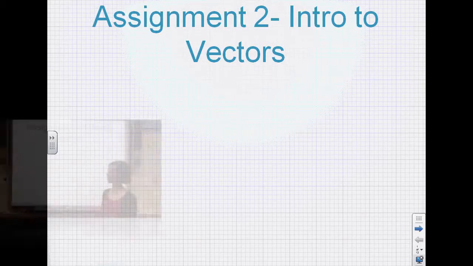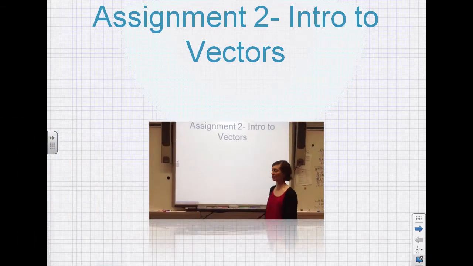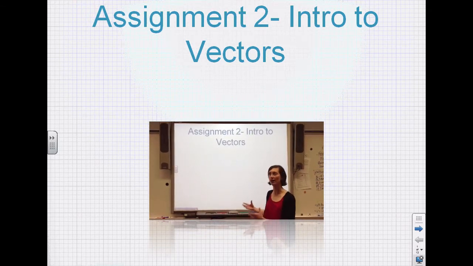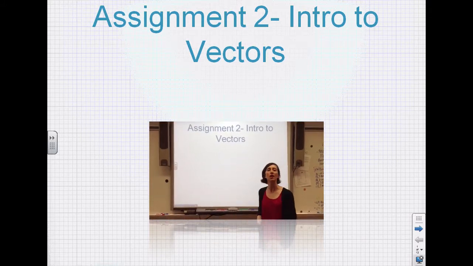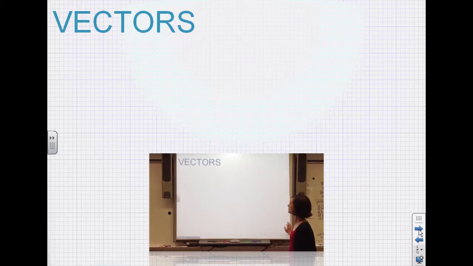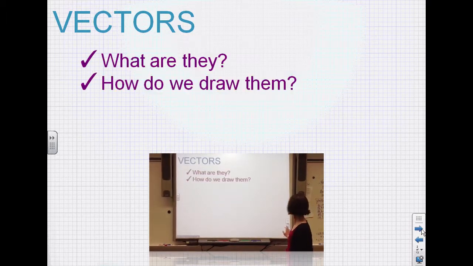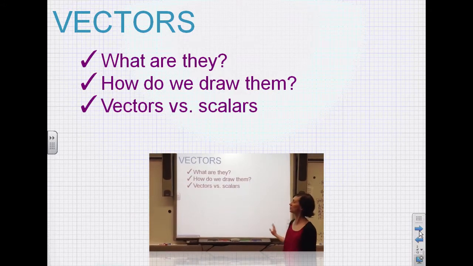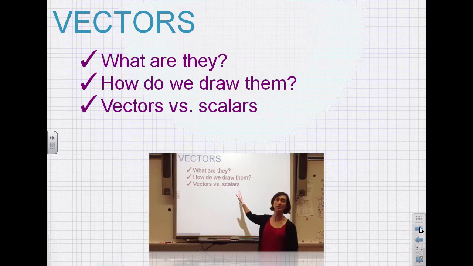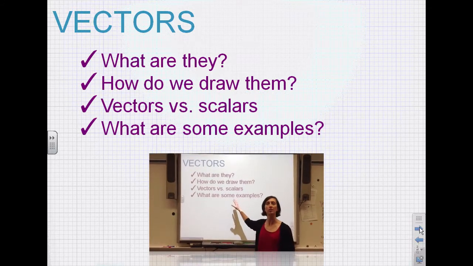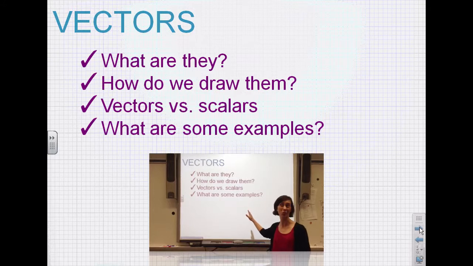Good afternoon. Today we're going to be talking about vectors. Vectors are quantities that we use quite often in physics. That may seem like a new term to you, but you'll find after going through this lecture that they're actually quite familiar. Today we're going to be talking about what vectors are, how we represent or draw them, and the difference between vector quantities and something called a scalar quantity. We'll also go over a few examples of what quantities count as vectors and what quantities don't.